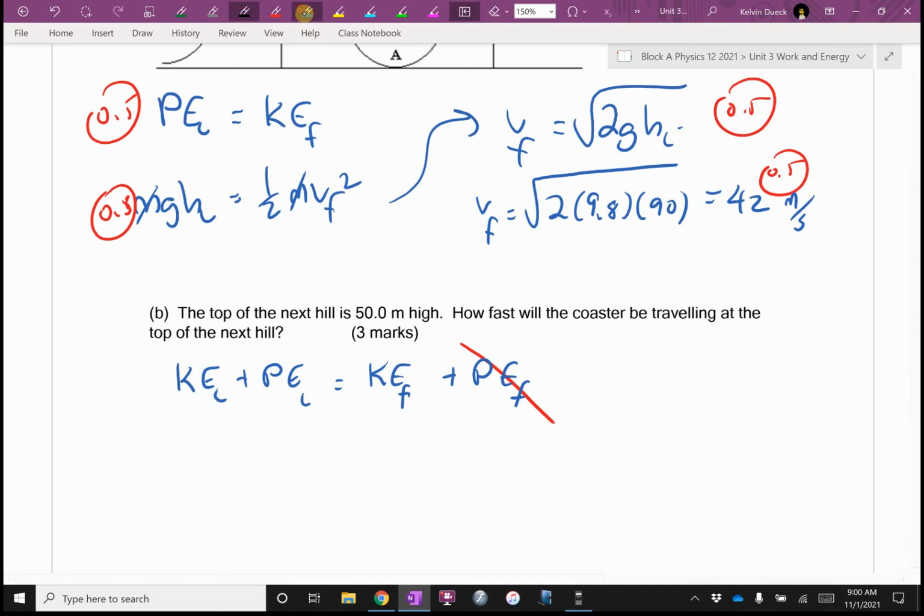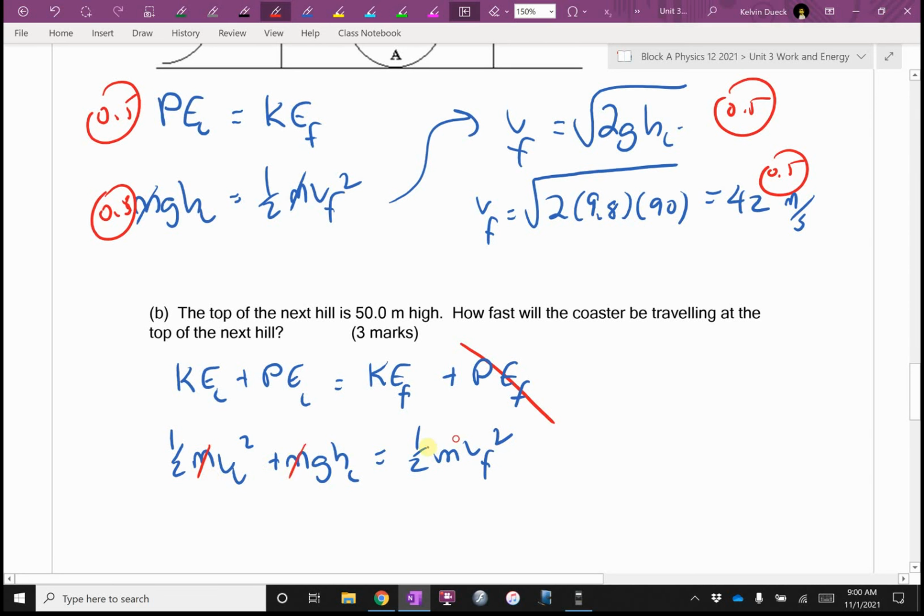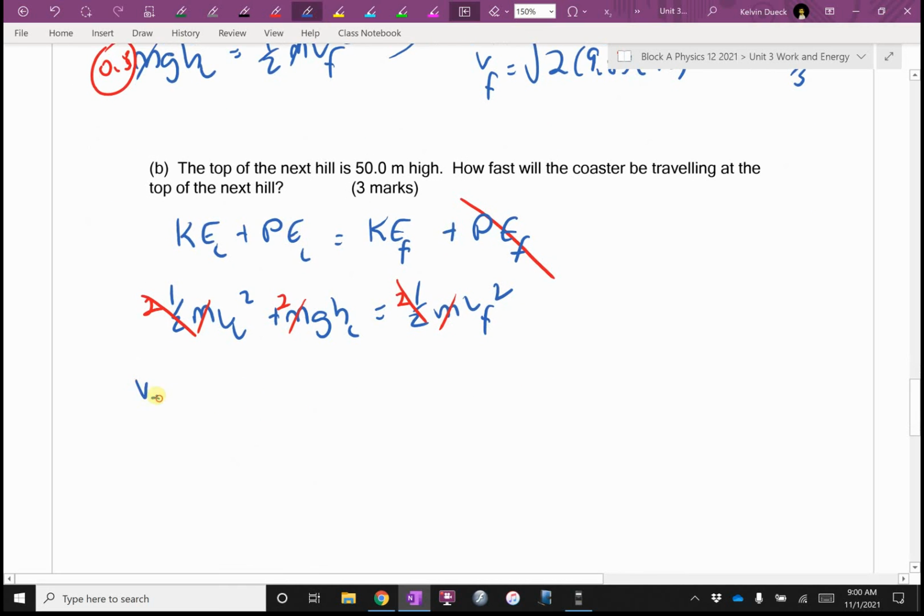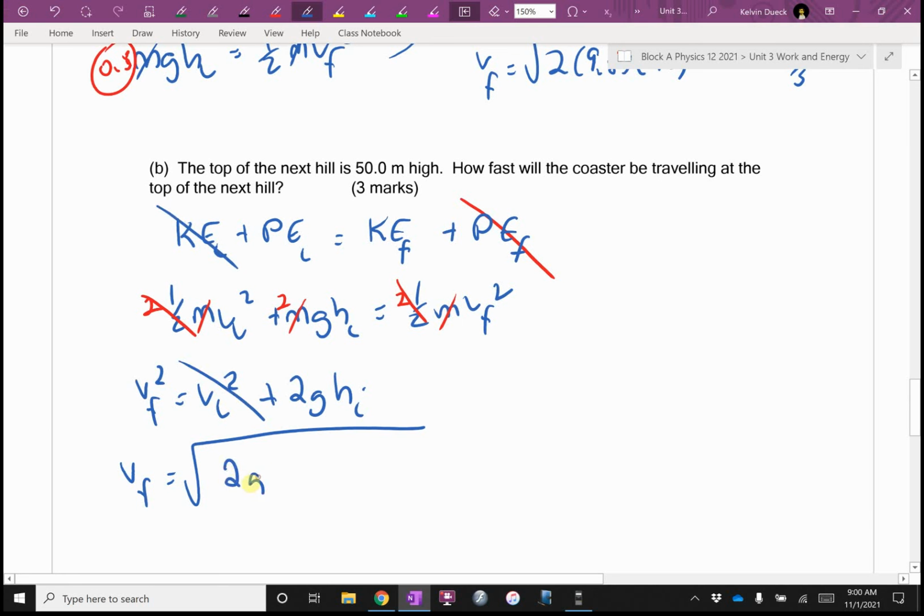A half mv initial squared plus mgh initial equals a half mv final squared. Mass cancels. Times by 2, times by 2, times by 2. Those cancel. And I end up with Vf squared equals Vi squared plus 2gh initial. Vf is going to be the square root of what was, Vi was 0, right? Wow, I could have canceled that out a long time ago. Well, that's a bonus. 2gh initial, that was silly of me.